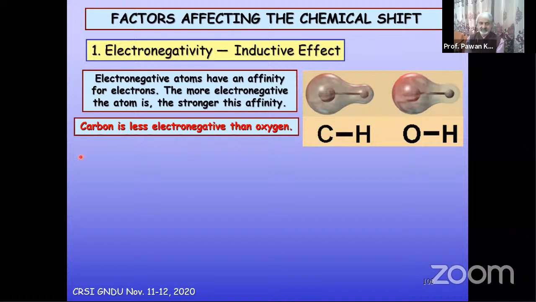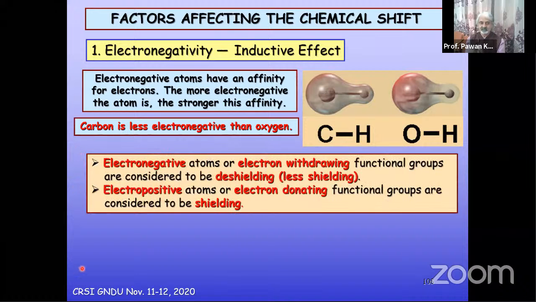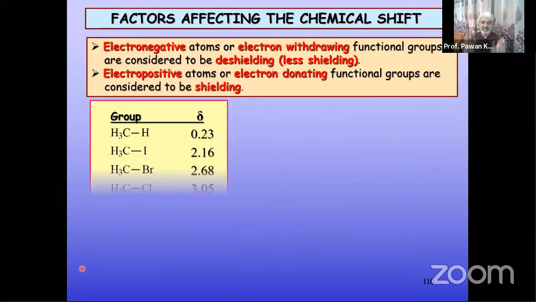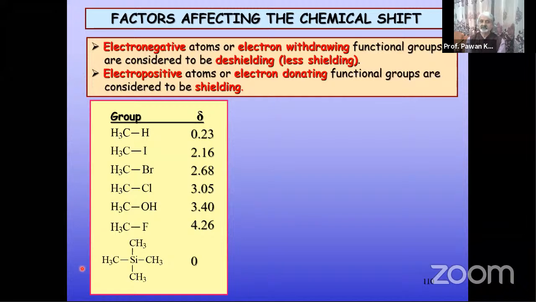So we know that electronegative atoms or electron withdrawing functional groups are considered to be de-shielding. All books write it that way, but in fact they are not de-shielding, they are less shielding. And electropositive atoms or electron donating functional groups are considered to be shielding. So when electronegative atoms withdraw electrons through inductive effect, they are not de-shielding, they are simply less shielding. But by convention, we are using this term that they are de-shielding.